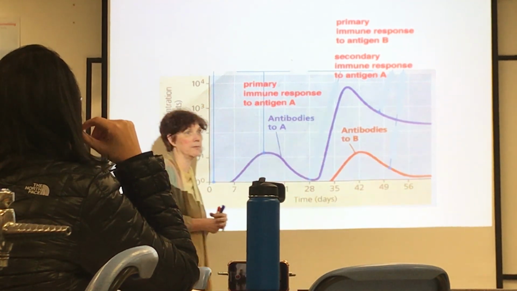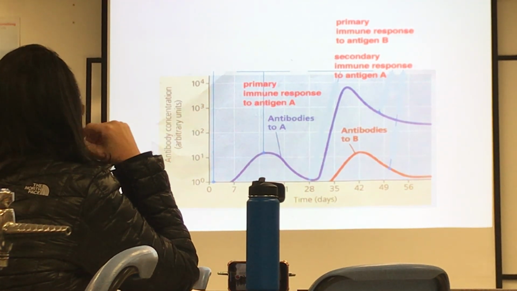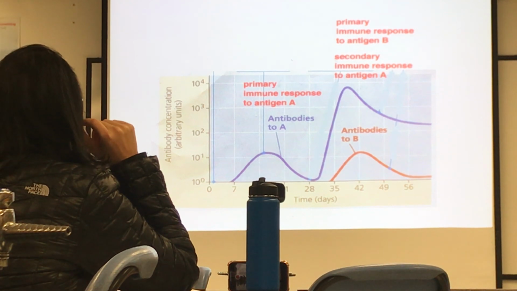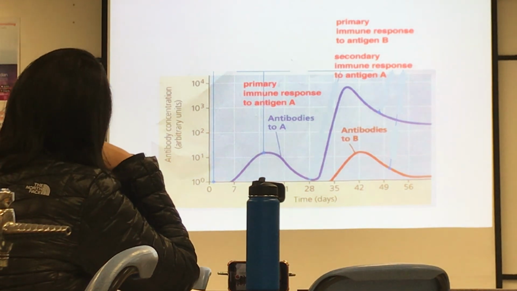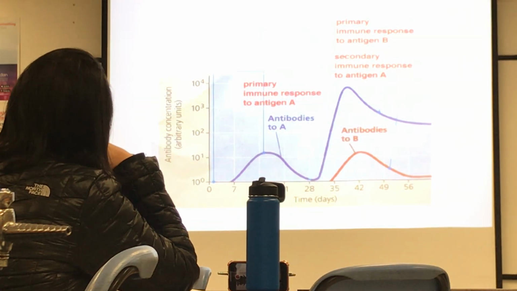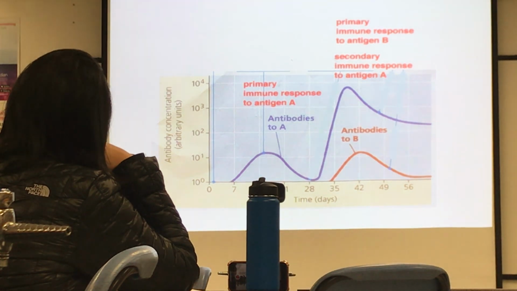Okay, so the secondary immune response is what keeps you from getting sick. The primary is just setting up the whole process, but you're probably going to get sick from that. Now, the reason most people don't get sick from flu shots is because it's a weakened virus. It's not a full-blown virus, all right?